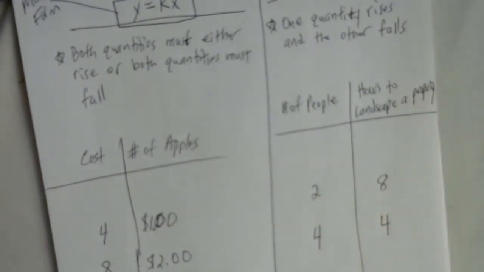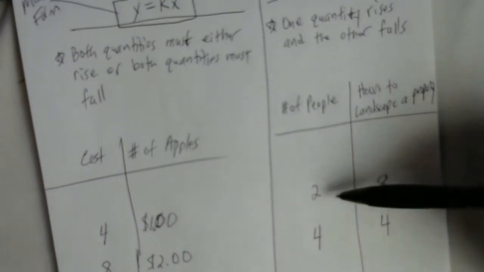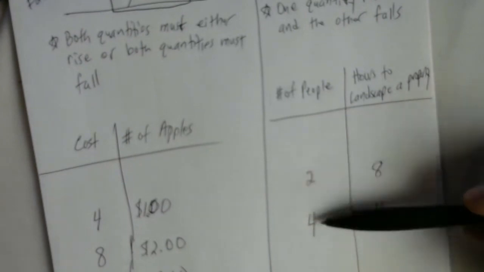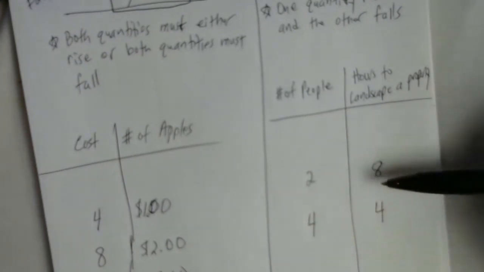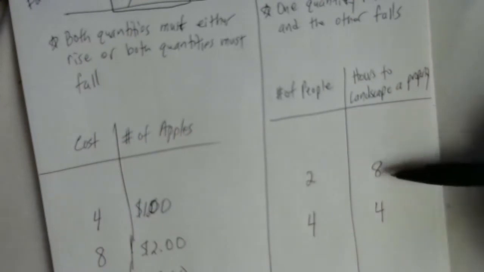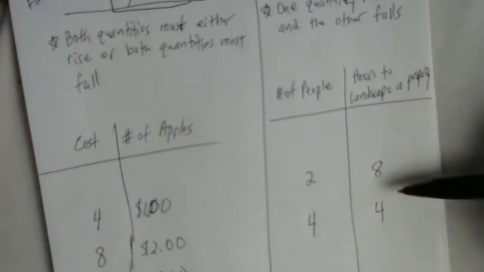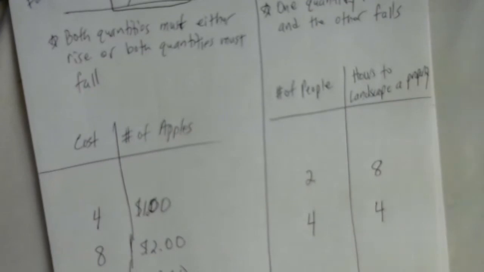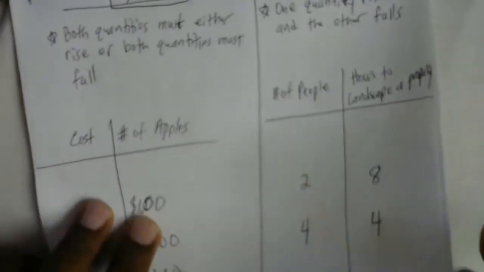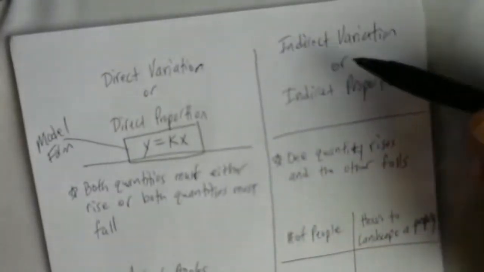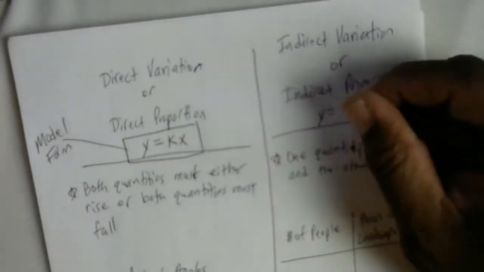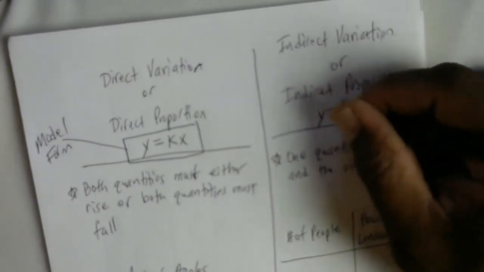So if we look at these quantities, this quantity is going up from 2 to 4. This quantity, the number of hours, is going down from 8 to 4. So this would be an example of an inverse variation. One quantity is rising, and the other quantity has to fall. If you're dealing with an indirect variation or indirect proportion, the model form is y equals k divided by x.